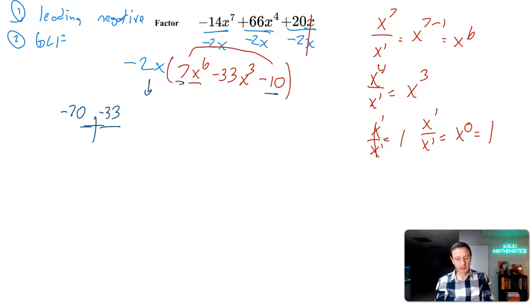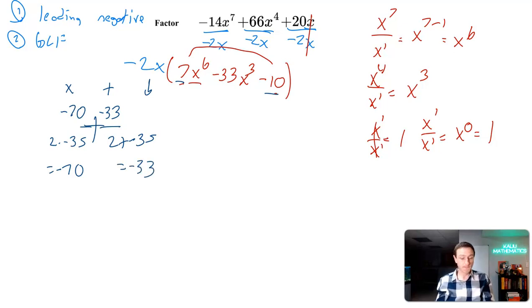And then I want it to add up to negative 33. Off the top of my head, 7 and 10 is not going to work. But I'm thinking maybe 35. What would happen there? So if I do 70 divided by 2, that's 35. So 2 times 35. If I mess around with these signs, I could get this to work. Two times negative 35 is negative 70. 2 plus negative 35 is negative 33. It works. I can factor this.